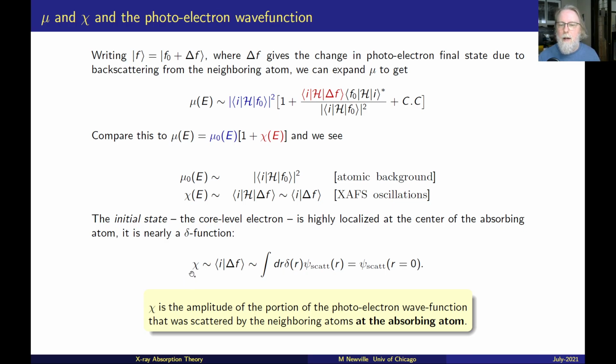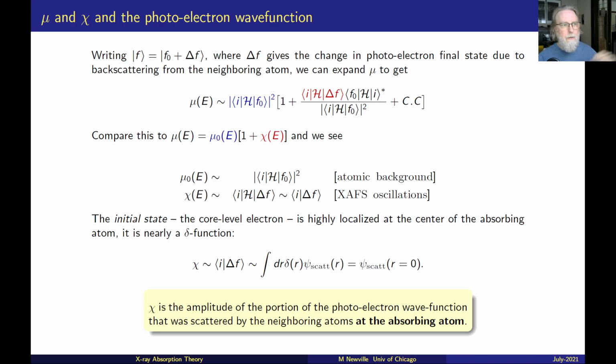So the XAFS then, chi(k), is the overlap, and I'm going to change from this bracket notation, again this is all hand waving quantum mechanics, into an integral. So that would just be a delta function times the scattered portion of our photoelectron. And the delta function just selects where r equals 0, and so the XAFS amplitude is really just the amplitude of the scattered portion of the photoelectron wave function that was scattered by the neighboring atoms when it gets all the way back to the origin, the absorbing atom.